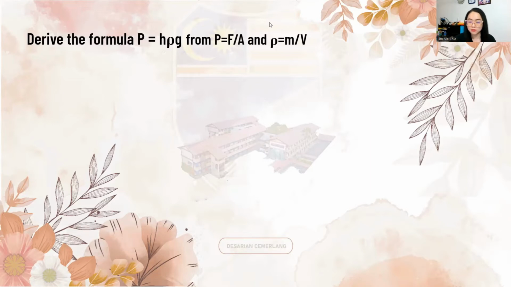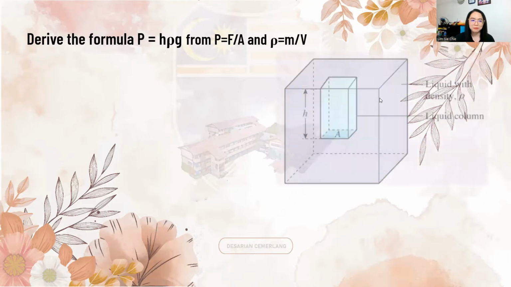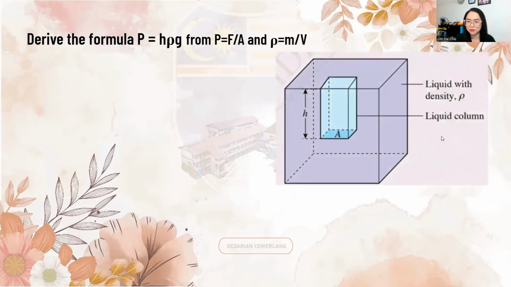Okay, now let's focus here. Let's say I have this diagram here. This diagram consists of liquid with density ρ. The purple color is liquid, and the blue color is the liquid column, which means that another cuboid is actually put inside the big cuboid. So this is the liquid column, and this is the liquid of density ρ. It means that this is the different space here.